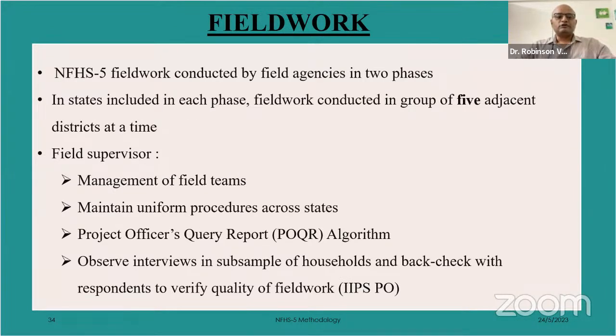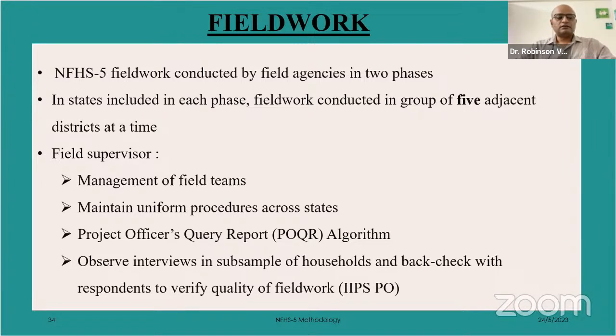Now coming to the field work. NFHS-5 field work was conducted by field agencies in 2 phases. The first phase was conducted from 17 June 2019 to 30th January 2020. The second phase was conducted from 2nd January 2020 to 30th April 2021. In states included in each phase, fieldwork was conducted in a group of 5 districts at a time to facilitate close monitoring and supervision of the training of the field staff and implementation of the fieldwork.